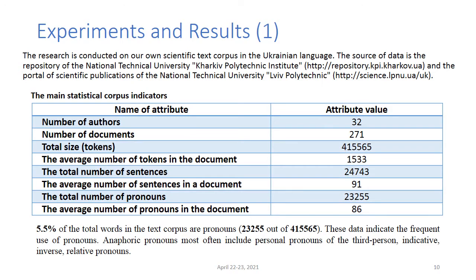Our research is based on our own scientific text corpus in Ukrainian language. The source of data is the repository of the National Technical University KhPI and the portal of scientific publications of the National Technical University Lviv Polytechnic. On the table on the slide, you can see the information about our corpus, so the number of documents, number of tokens, sentences, and pronouns.